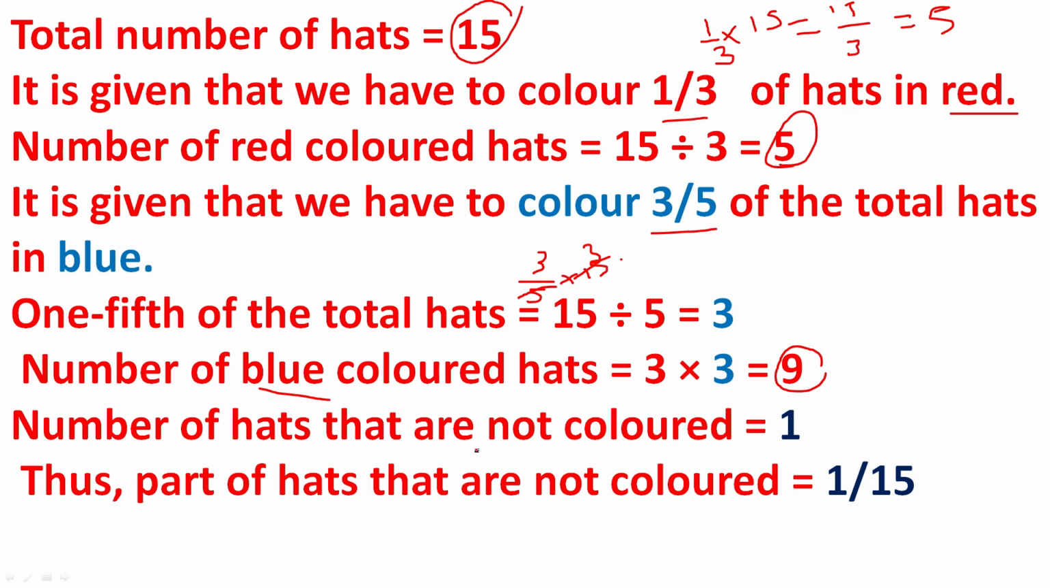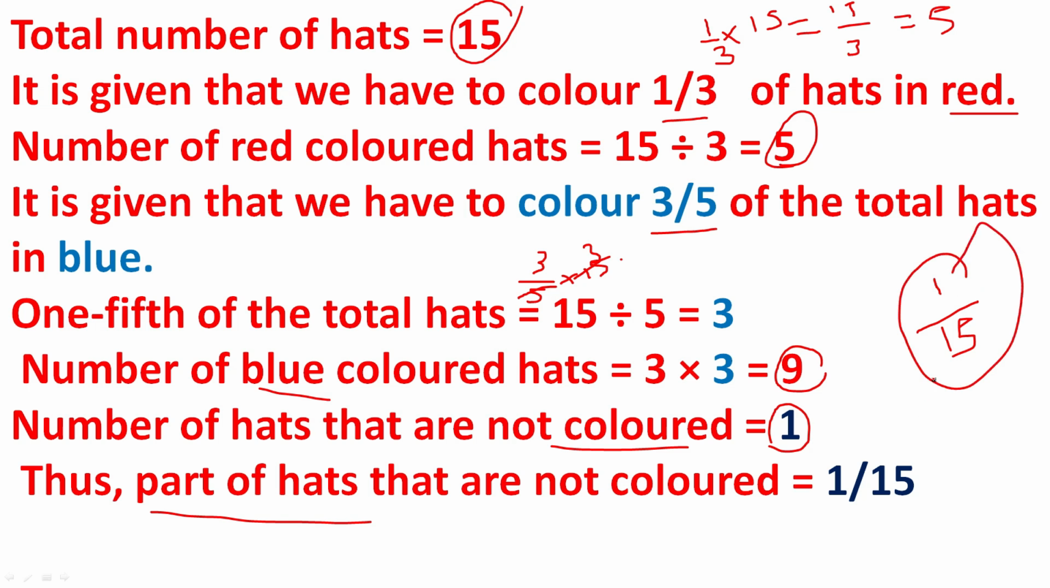Number of hats that are not colored, the middle one, that is one hat is not colored. This one hat is what part of the hats? It is out of a total of 15 hats. One is not colored means 1 by 15. That's what we got, right? 1 by 15.